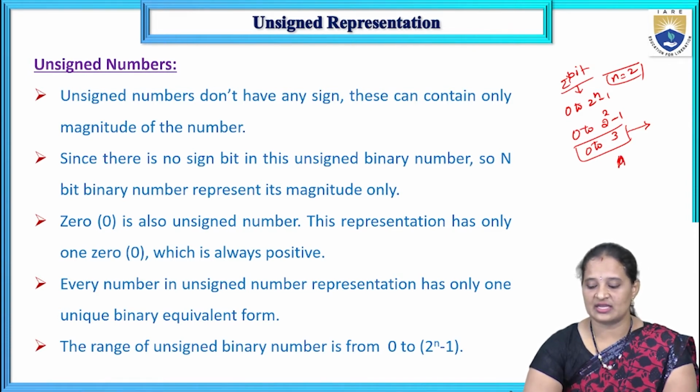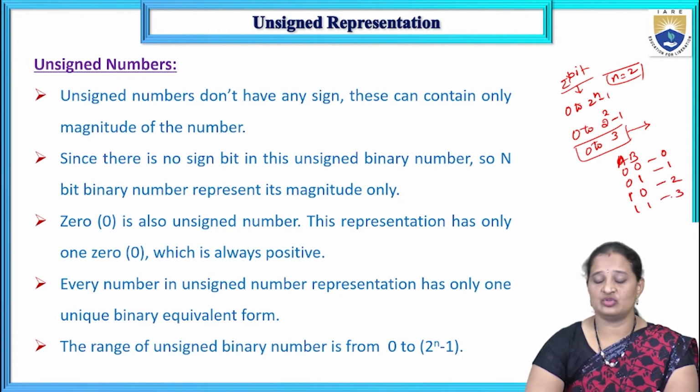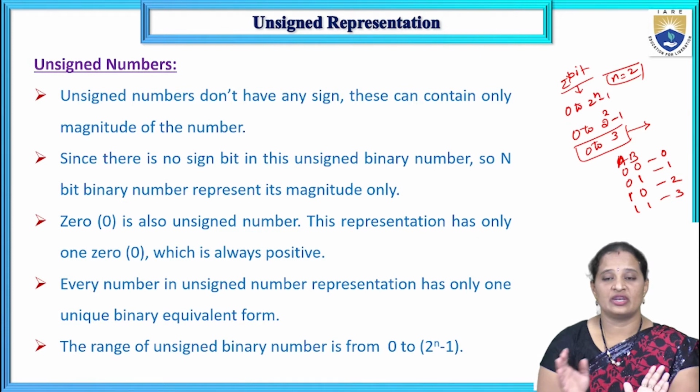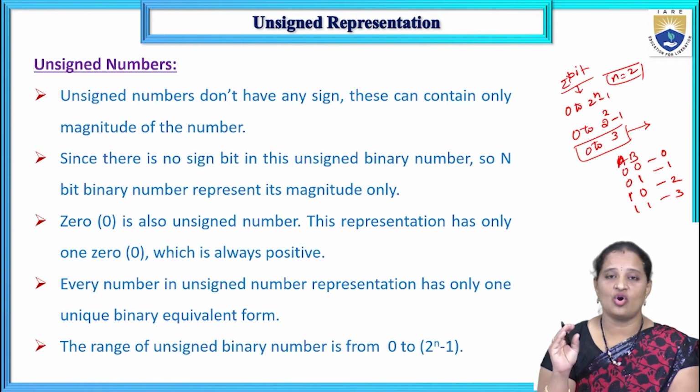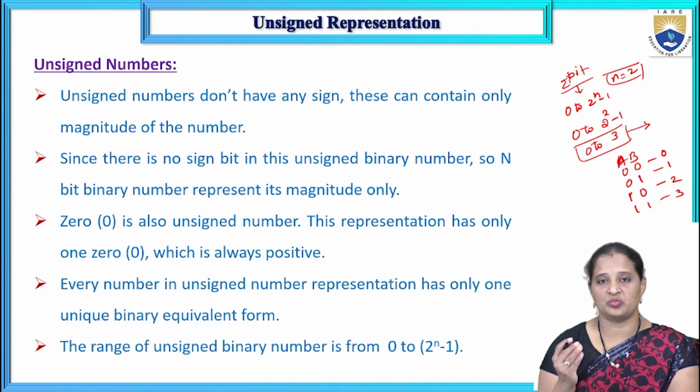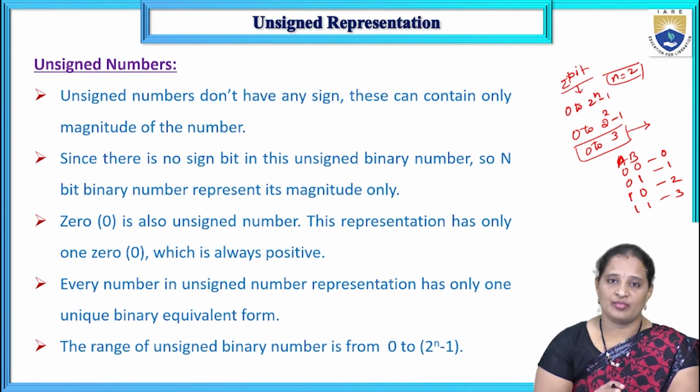Let us consider AB. So 0 can be represented as 00, 1 can be represented as 01, 2 can be represented as 10, and 3 can be represented as 11. So that is the meaning of this. So the range of values that can be represented, or the range of unsigned binary numbers, always varies from 0 to 2 power n minus 1, where n is the number of bits in a given number.